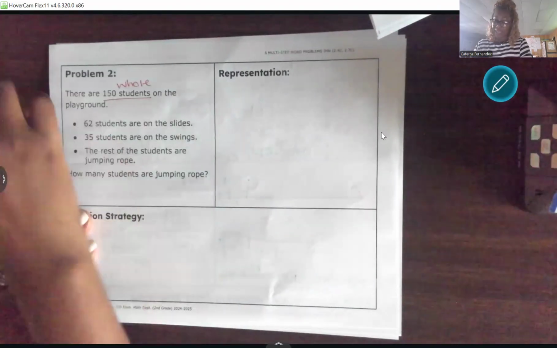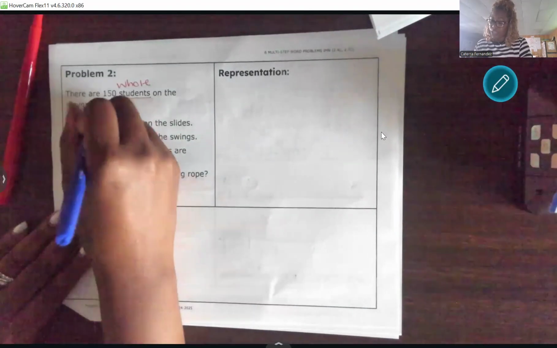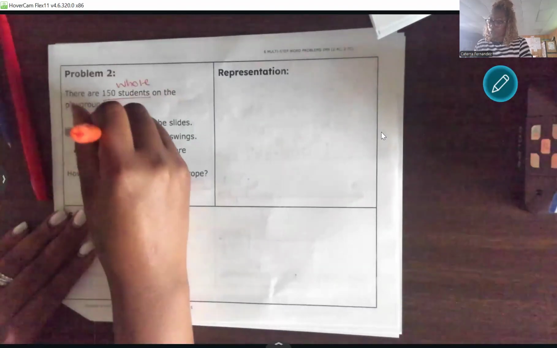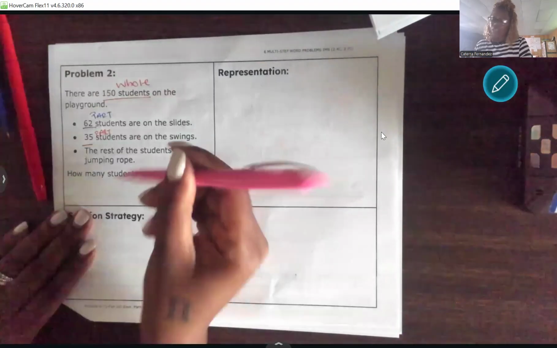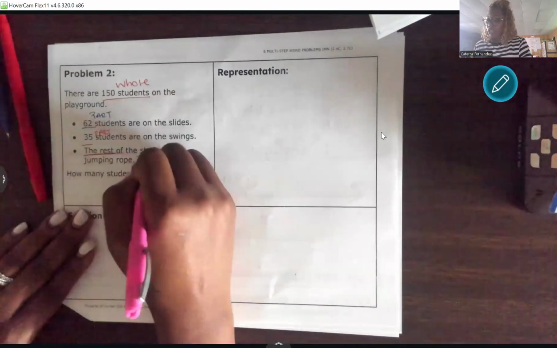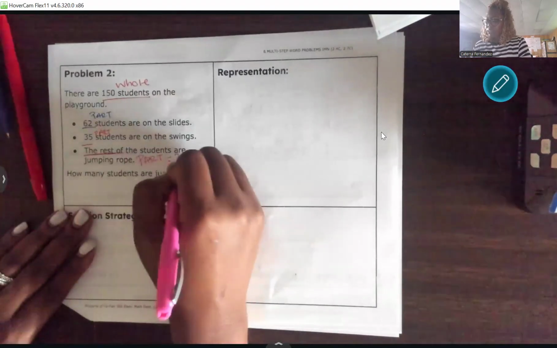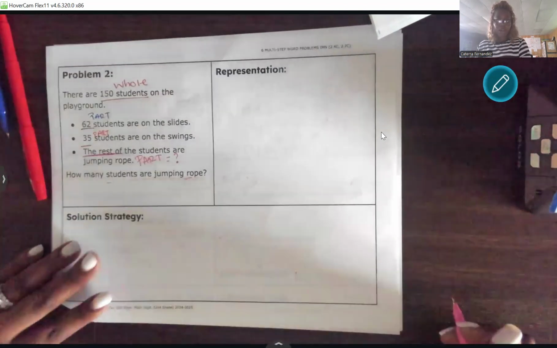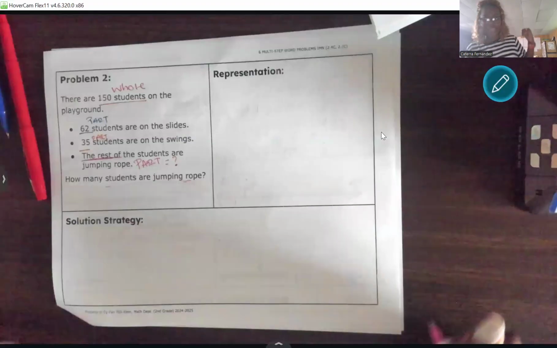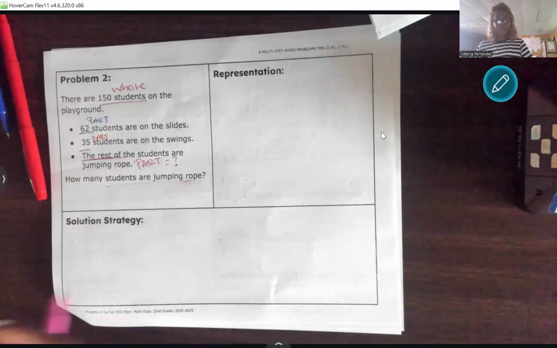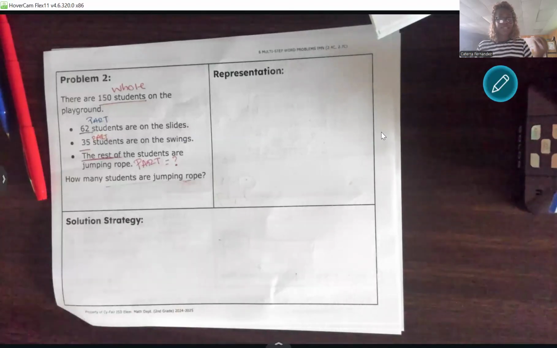Now, each one of these represents a part. And I'm going to just keep doing it in different colors for y'all. And the rest of the students are jumping rope. The rest, they didn't give us a number, but I still know that this is a part and it's a missing part because we don't know how many students are jumping rope. We must solve for that. Now, there is an anchor chart in the back that they use. And in order to get their part, they know that whole minus part will give them the missing part.